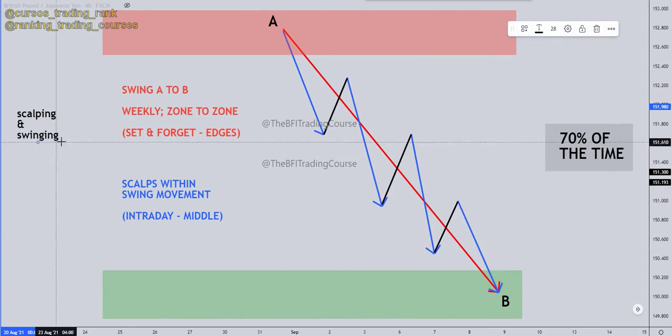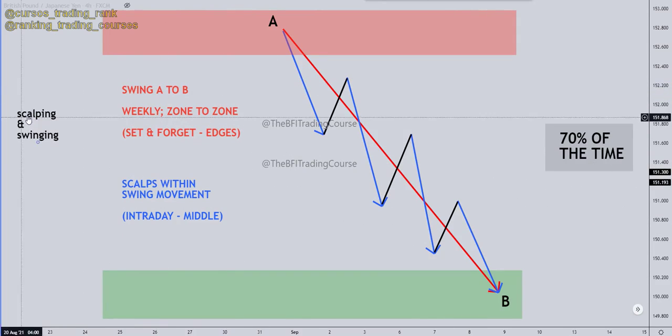How do we know which is which? Well, here's an easy way to think about it. A scalp can be considered a trade taken on what? The 4 hour time frame zone. Scalping and swinging, it's not about the pips, and it's not about even the move itself, it's about the time frame. So, are you scalping or are you swinging?